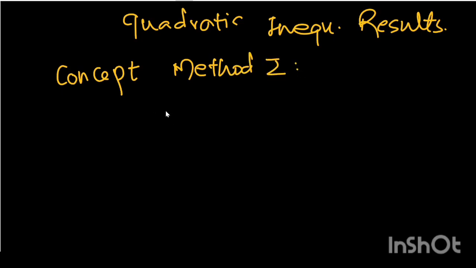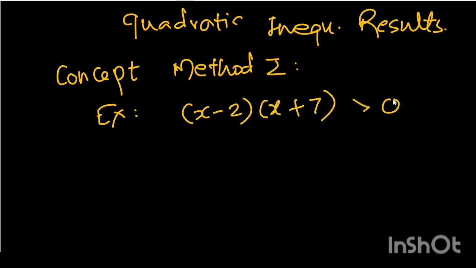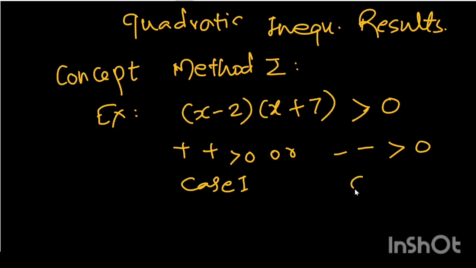For example, if I want to derive x minus 2 times x plus 7 greater than 0, we will see that this is positive only when both the factors are positive, or both the factors are negative, because positive into positive is positive, which is what the question is asking for, and negative into negative is also positive. So this I call case 1, and this I call case 2.